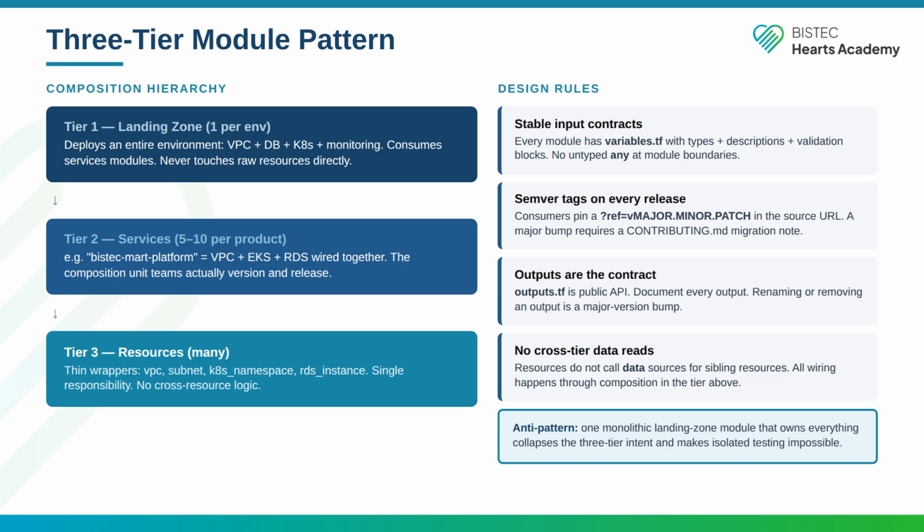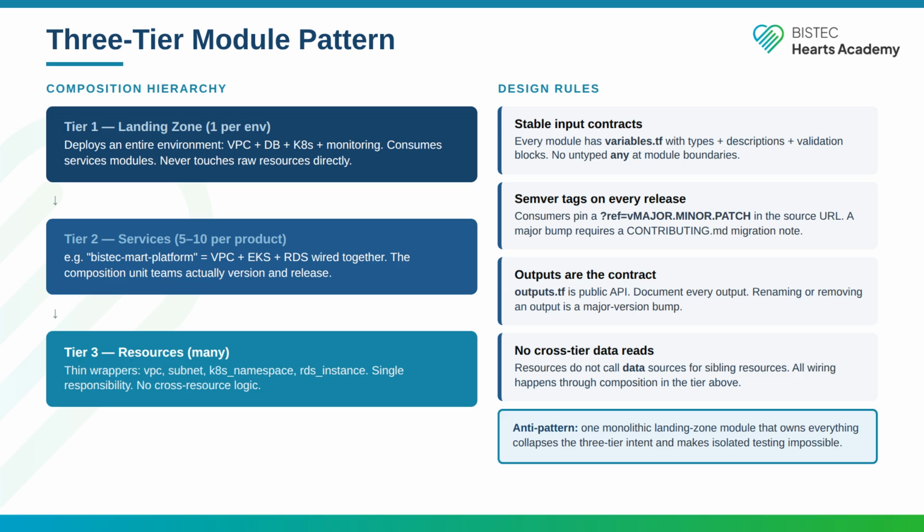Tier 2 is service modules. These compose multiple resource modules into a meaningful unit, the Bistec Mart platform, which is a VPC plus EKS plus RDS wired together. Service modules are the composition unit that product teams actually version and pin. Teams don't version individual VPC modules. They version the platform as a whole.